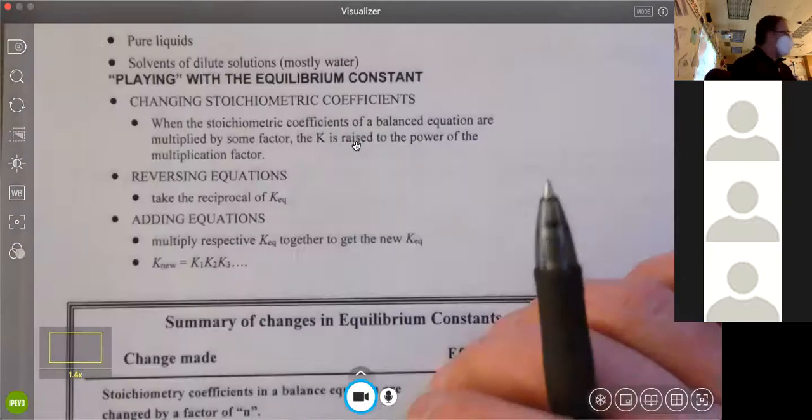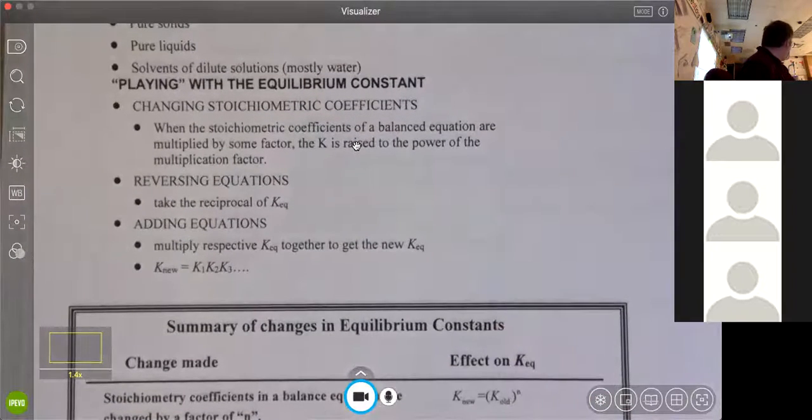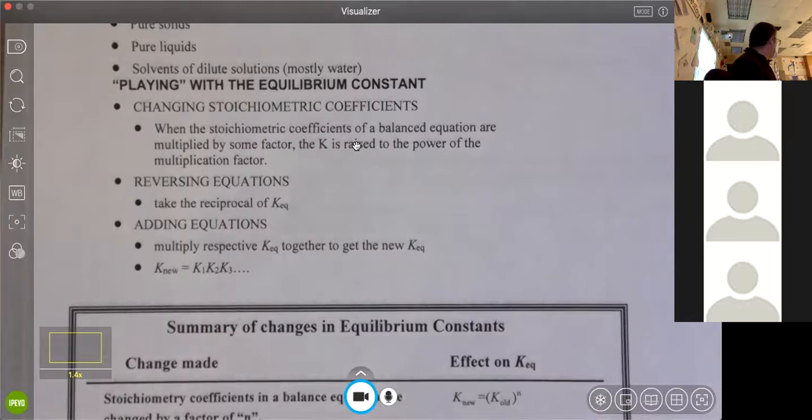Now, since it is a relationship between products and reactants, if the number is greater than 1, that means we have a larger number on top, which means at equilibrium, the products are favored. If the number is less than 1, that means we have more reactants at equilibrium, because remember, it's products over reactants. And if the number is equal to 1, then what?